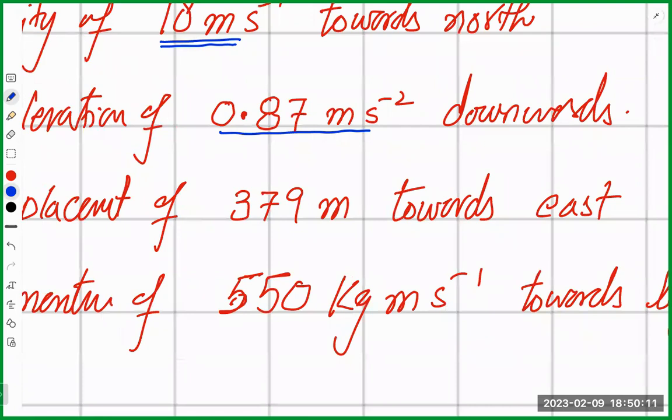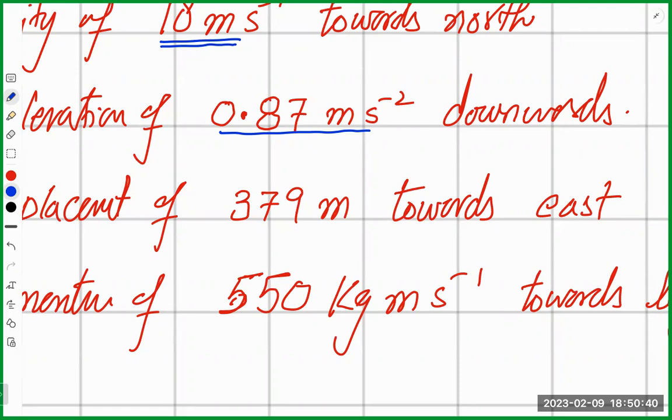Now, if I go with 0.01 meter per second square for 1 centimeter, I would need 87 centimeters. That is very, very close to 3 feet. So that is not a sensible choice. That would be a sensible choice.